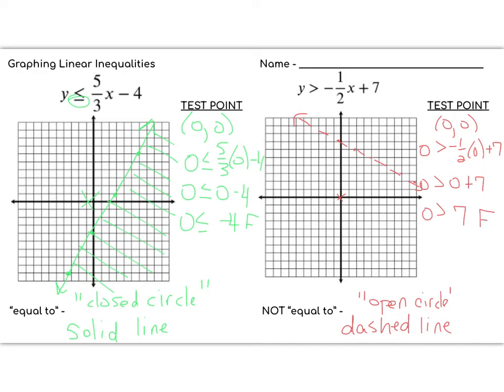This is false. Since this is false, that means wherever 0, 0 was, which is over here on this side of the line, is not part of the solution. And if that's not part of the solution, I have to shade the other side. Okay, so since 0, 0 is not part of the solution, I shade the other side of the line.